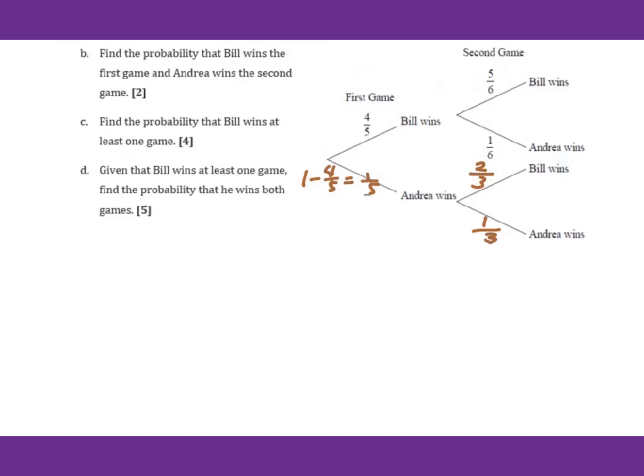Now let's go to B. Find the probability that Bill wins the first game and Andrea wins the second game. Bill wins the first game, and then Andrea wins the second game. So we have these two probabilities. We do multiplication. 4/5 times 1/6. You will get 2/15.